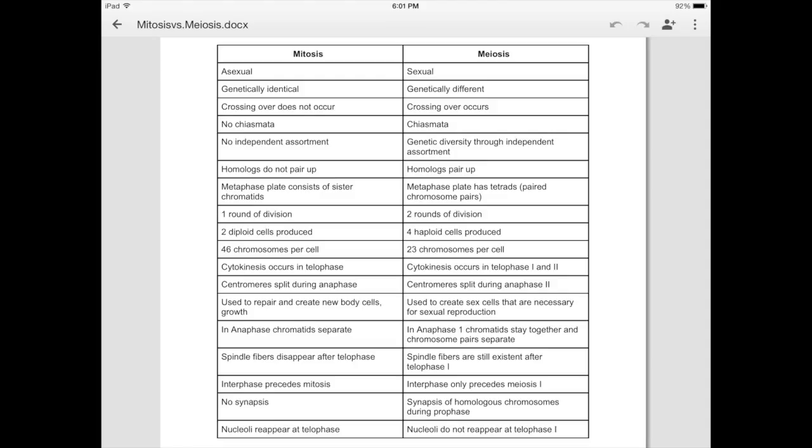Mitosis is used to repair and create new body cells and also for growth, while meiosis is used to create sex cells that are necessary for sexual reproduction. In mitosis, chromatids separate in anaphase, but in meiosis, chromatids stay together while chromosome pairs separate. Spindle fibers disappear after telophase in mitosis, but they're still existent after telophase 1 in meiosis. During mitosis, interphase precedes mitosis, but in meiosis, interphase only precedes meiosis 1.